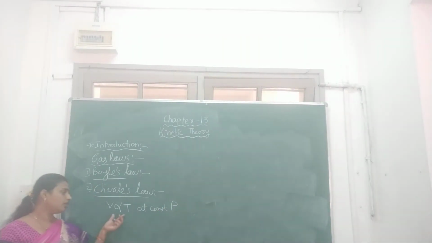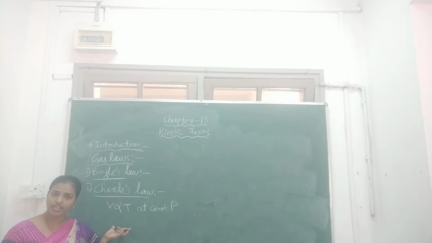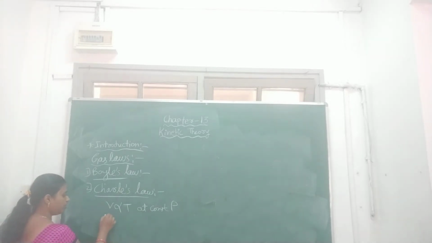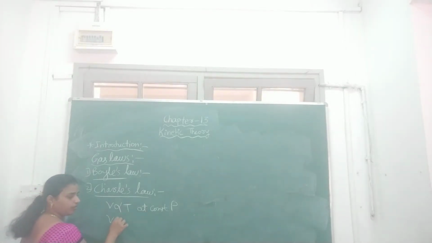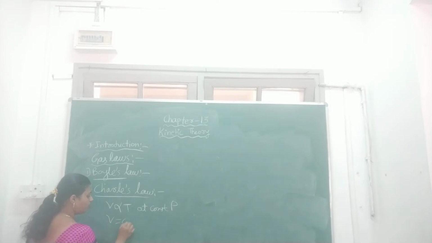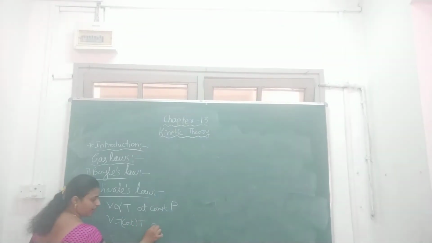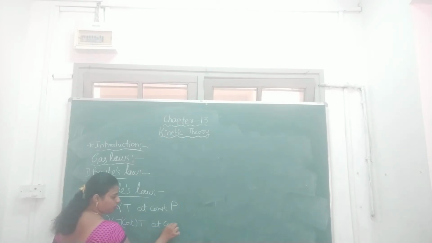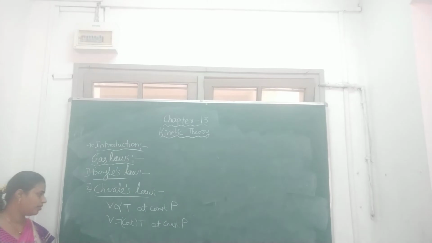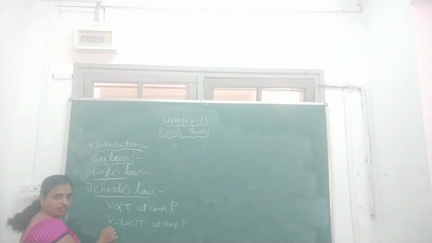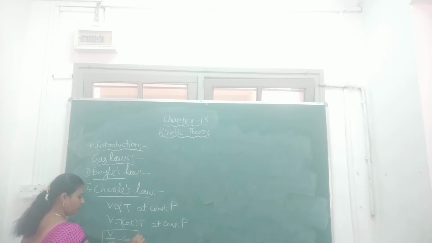Then again, the proportionality sign, you should take an equal sign. So V is equal to constant into T at constant pressure P. Then taking T to this side, V by T is equal to constant. V by T is equal to constant.